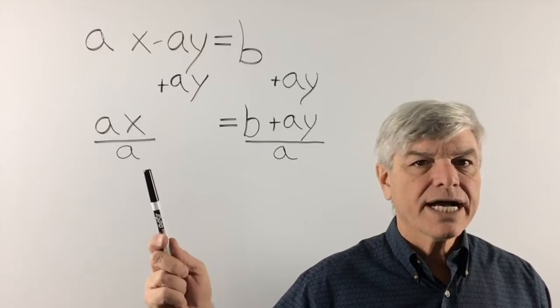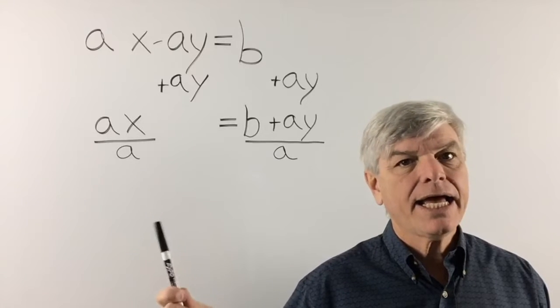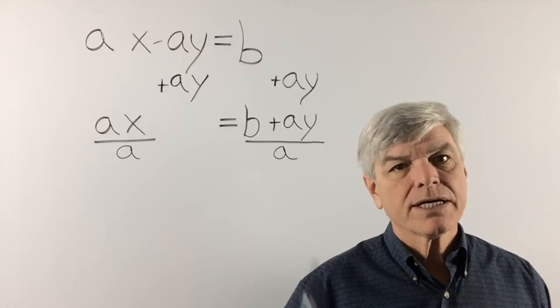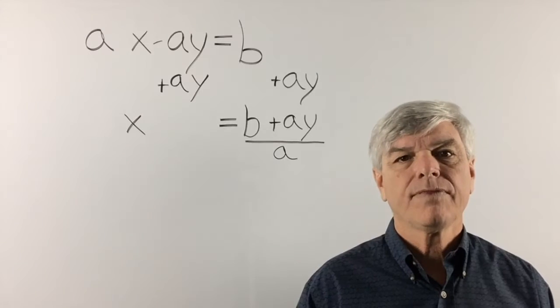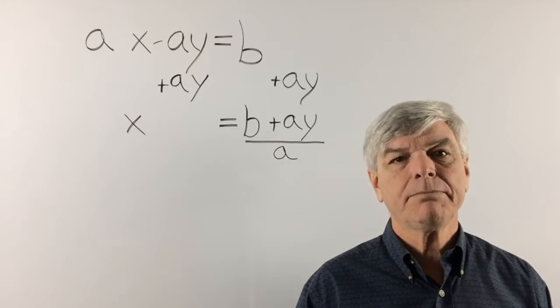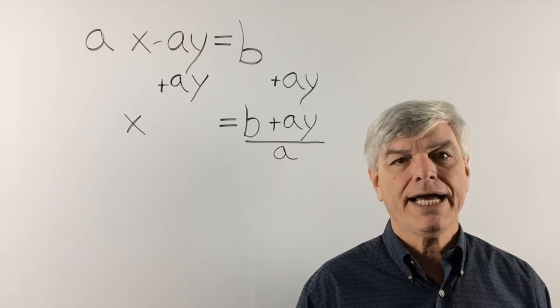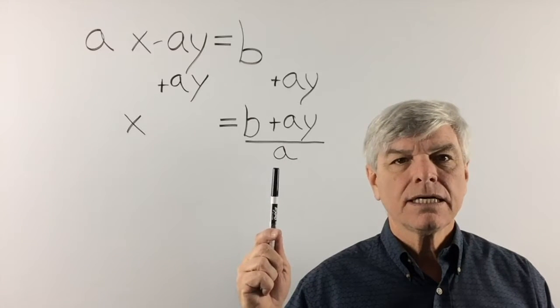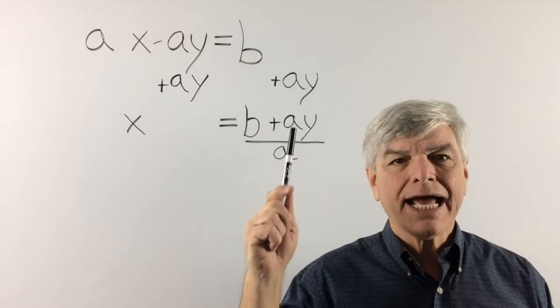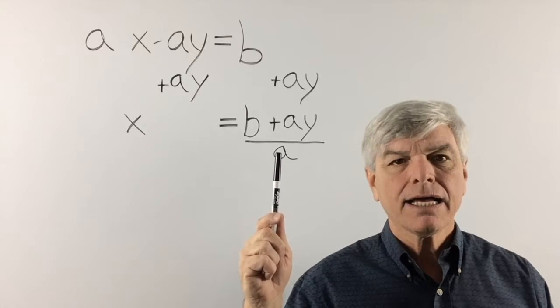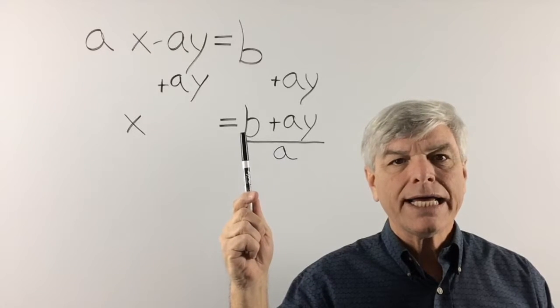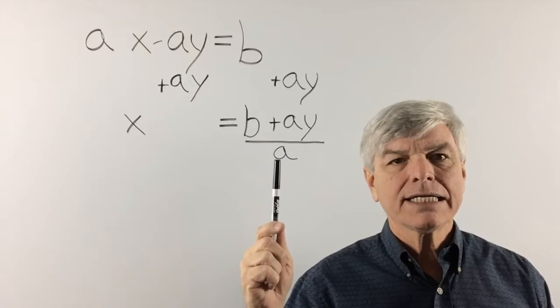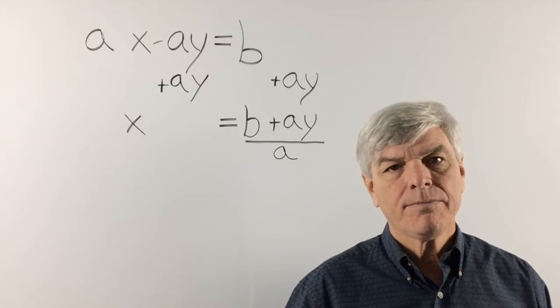And to solve for x, we're going to divide a by a. Whatever we do to this side, we're going to do to that side. And x equals b plus ay over a. Now, can we reduce this? Well, we can divide a by a, but there's no a here, so we need to leave that a alone.